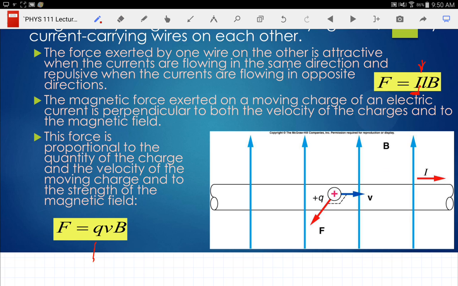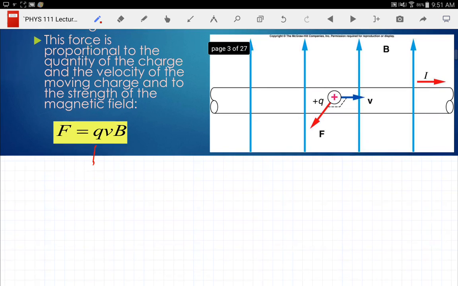Okay, so it's perpendicular. It shows a force direction. And here's how we get that force direction. We use what's called the right-hand rule, which is on the next slide, I think. The right-hand rule.